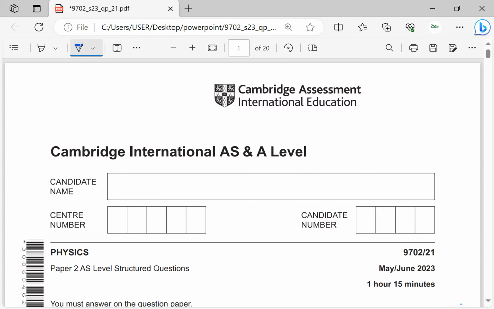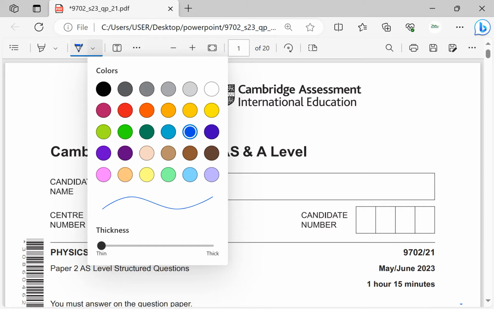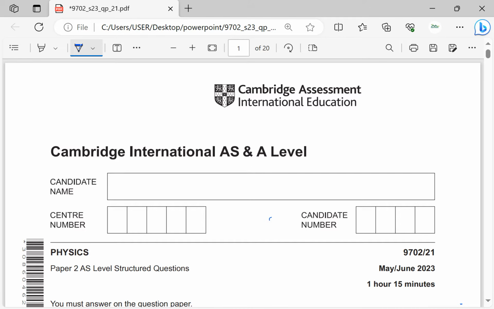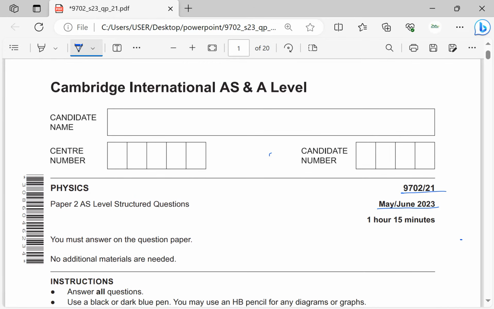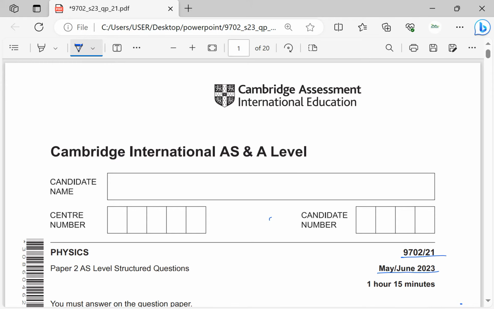So this is the question paper, and this is May-June 2023 and it is component 21. This paper was very easy; one of my students scored 60 out of 60 and many of them got above 55 because they practiced the solved past paper questions that I had recorded per topic.